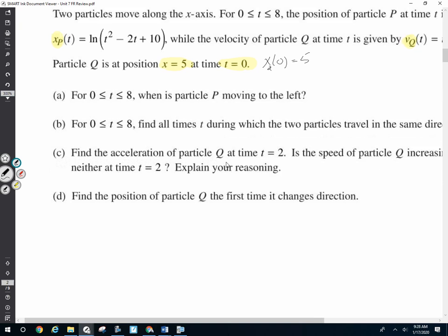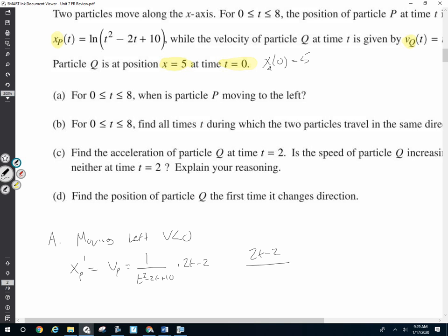Okay, no calculator. Part A: when is particle P moving to the left? Moving left when your velocity is negative. So I'll take the derivative of x of p to get v of p. Using the chain rule, the derivative of log is 1 over. That's the derivative of the outside times the derivative of the inside, which is 2t minus 2. I'm going to have to set this equal to 0.